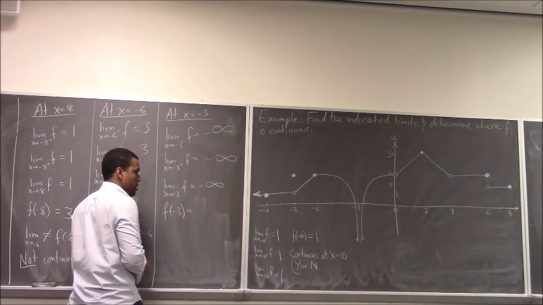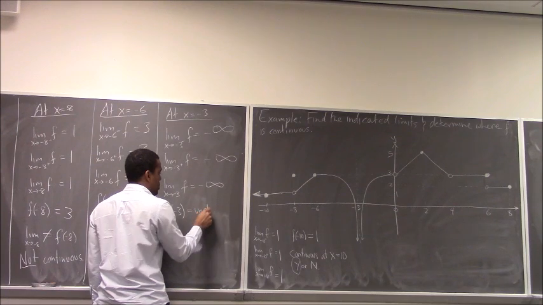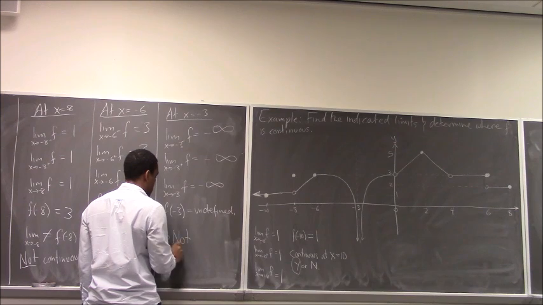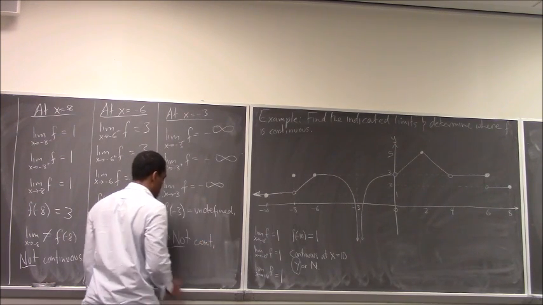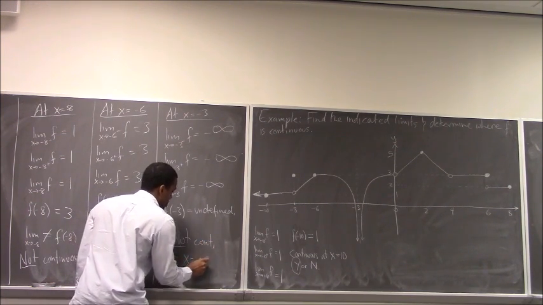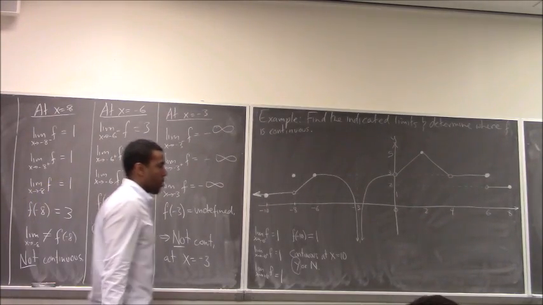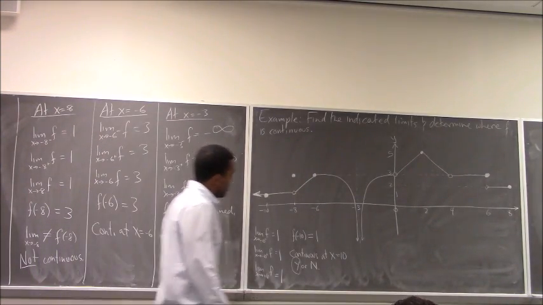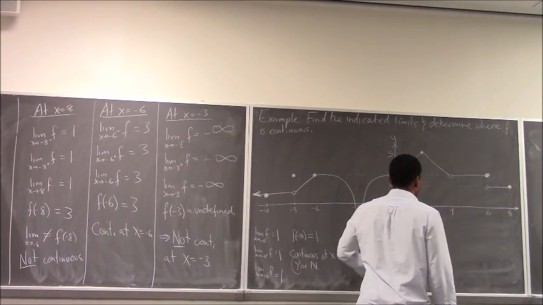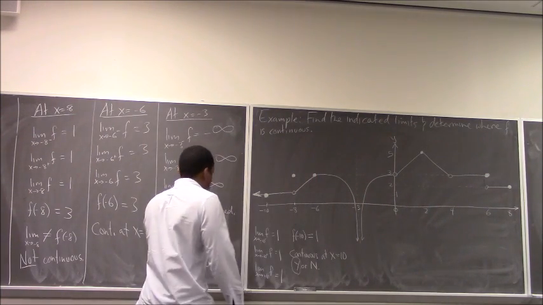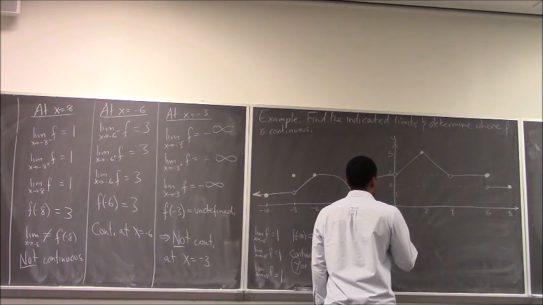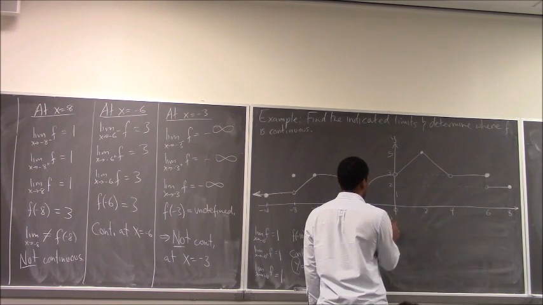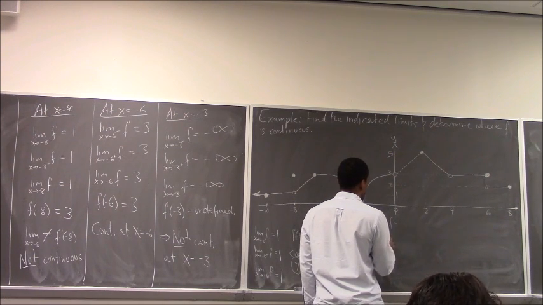What is the value of the function at minus 3? Well, it's undefined because there's an asymptote here. So this implies not continuous. And you can do the same thing for all these guys. So we can talk about the limit as x approaches 0 from the left, limit as x approaches 0 from the right.